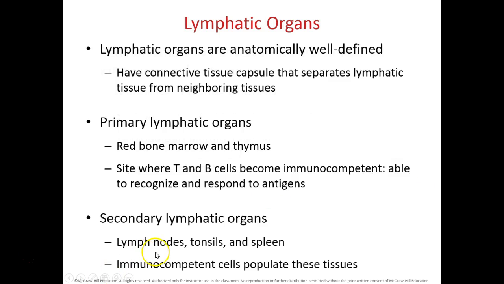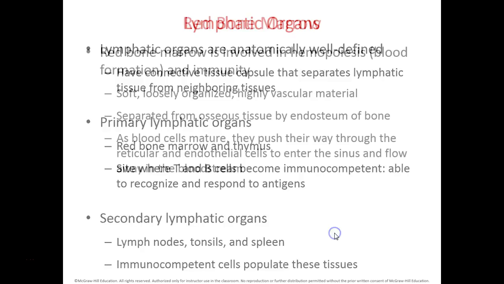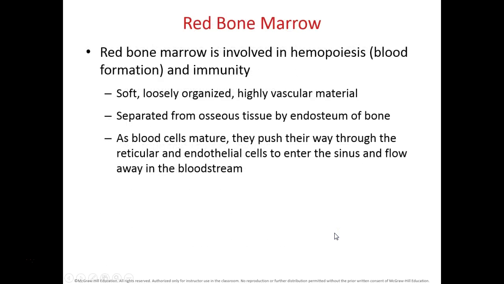Secondary lymphatic organs, these are the lymph nodes, tonsils, and spleen. Immunocompetent cells populate these tissues, and we'll talk about how that works. All right, so primary organs are the bone marrow and thymus, secondary lymph node, tonsil, spleen. Now, primary organ, the red bone marrow, is involved in hemopoiesis, right? This is where our blood cells are formed. But it also is important for immunity. It's also where the white blood cells are formed.